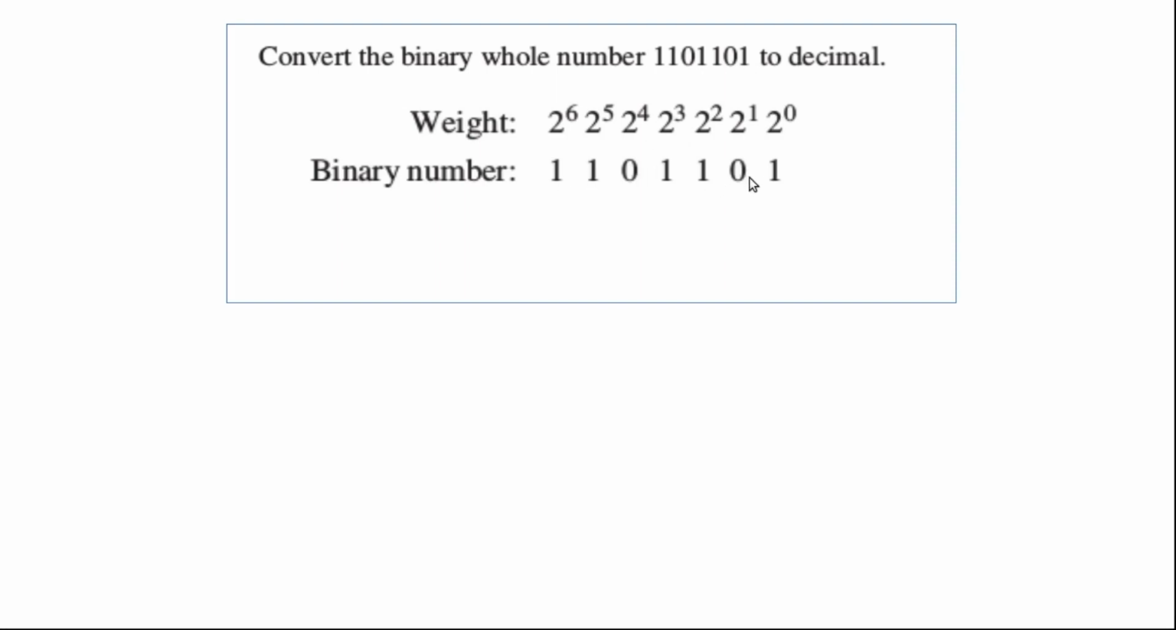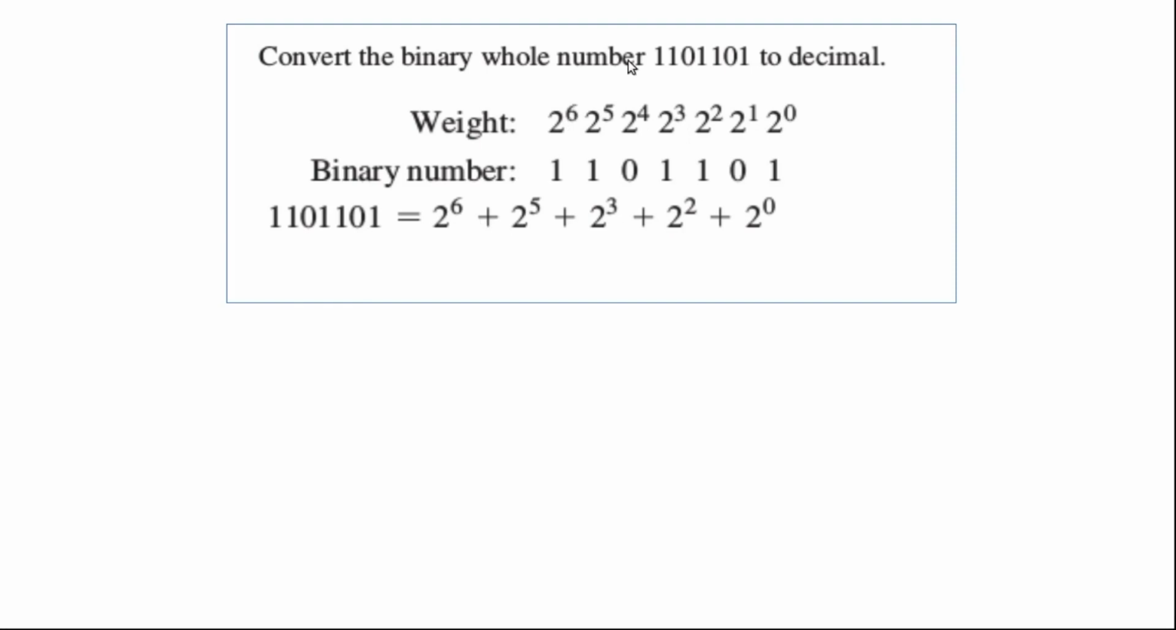So I write it down, 1101101. And now to calculate the decimal number: 1 into 2 to the power 0 will be 2 to the power 0. 0 into 2 to the power 1 will be 0, and that's why we don't see 2 to the power 1 here. 1 into 2 to the power 2 will be 2 to the power 2. 1 into 2 to the power 3 will be 2 to the power 3. 0 into 2 to the power 4 will be 0, and that's why we don't see 2 to the power 4 in this expression. 1 into 2 to the power 5 will be 2 to the power 5, and 1 into 2 to the power 6 will be 2 to the power 6.